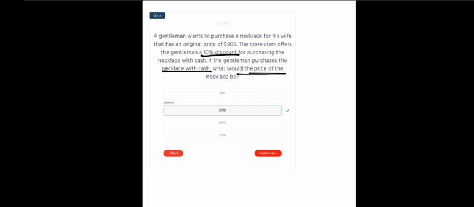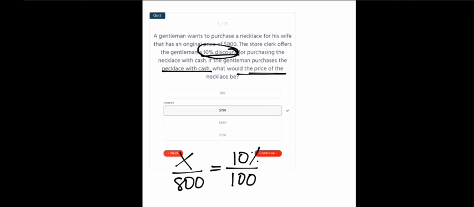So for us to figure out what the price will be, we have to find the discount for 10% of 800, and then we need to subtract it from 800 to find out what the price would be after the discount is applied. Okay? So let's find the number of the discount. We put our percent discount up here, 100 always goes here, and because I put the 10% discount here, I put an X over here.